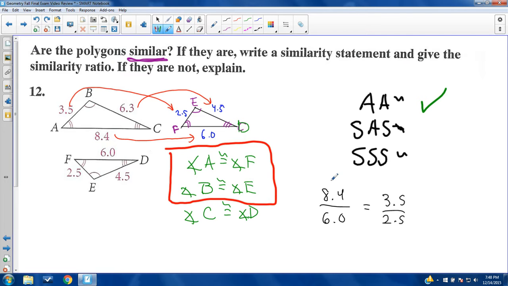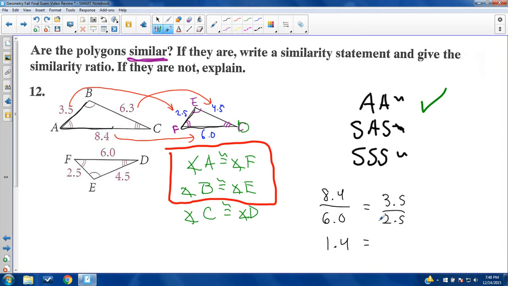Then I'm going to say side angle side would work because angle A is congruent to angle F. The angle in the middle of the sides that I'm setting up, what am I doing? The angle in the middle of these 2, side, angle, side. Now what are these sides? They're not congruent. They have the same similarity ratio, or do they? Let's check. 8.4 divided by 6 gives me 1.4.